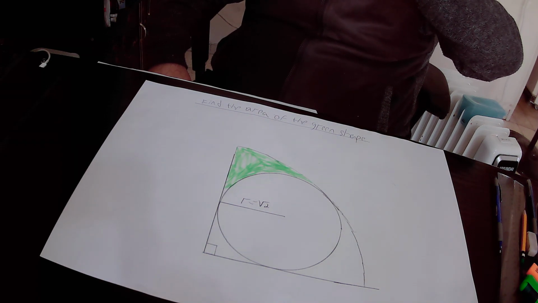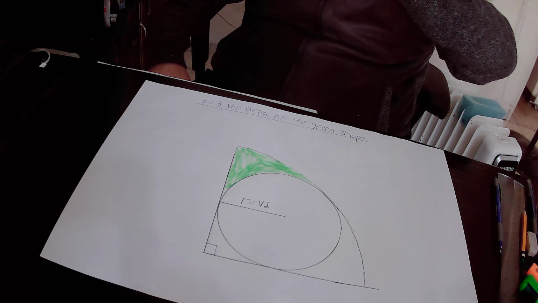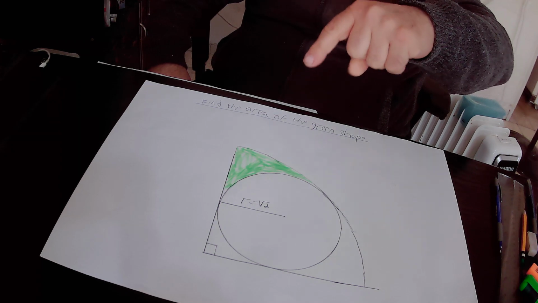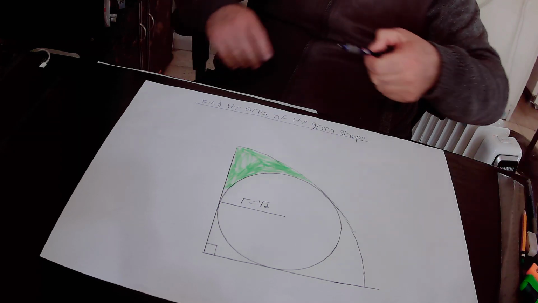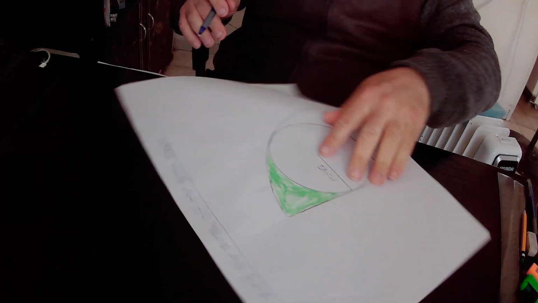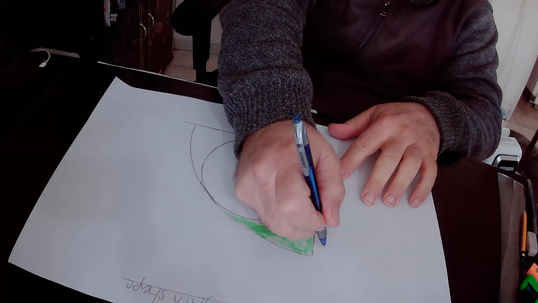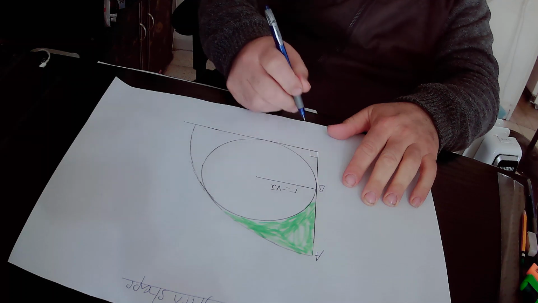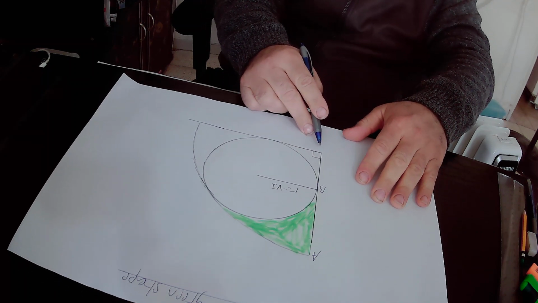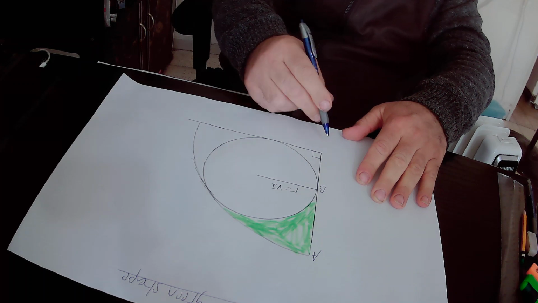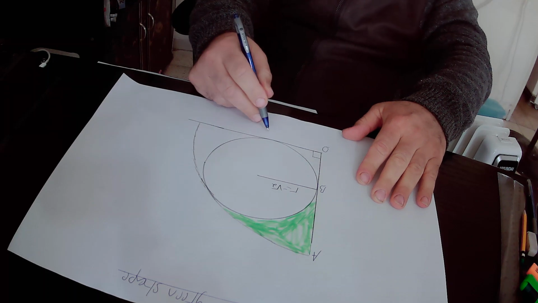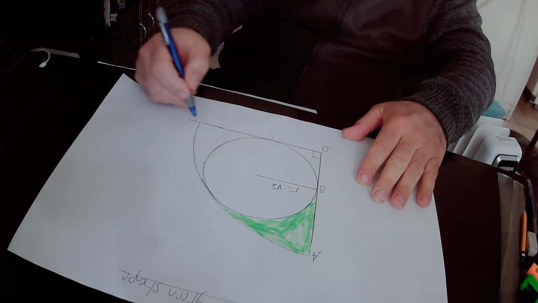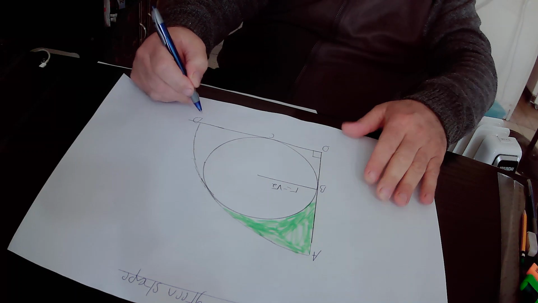So first of all, we will define the relevant points to this question with letters. So we define this point as A, we define this point as B. This point is the center of the quarter circle. We define the center of the quarter circle as point O. We define this point as C. We define this point as D.